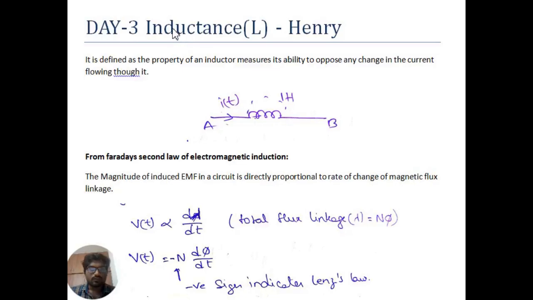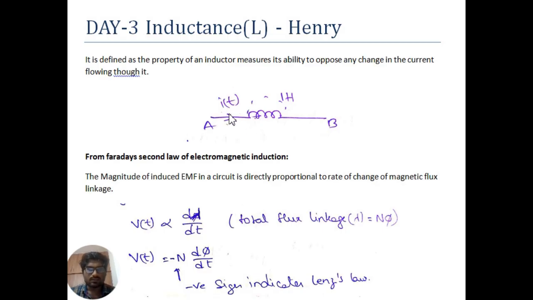Everyone. Today we are discussing inductance. Inductance is denoted by the letter L and its unit is Henry. Basically, an inductor is represented like this. The inductor's property is to oppose the rate of change of current.